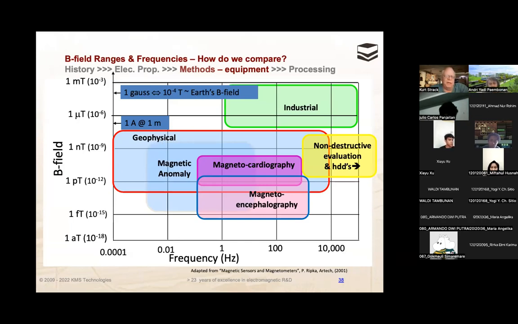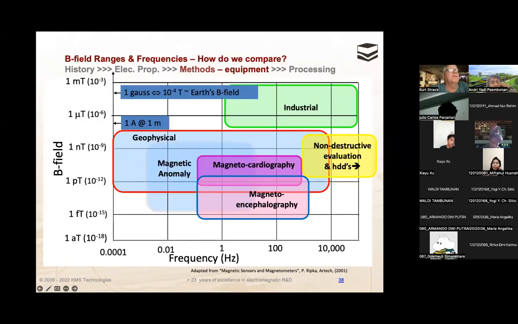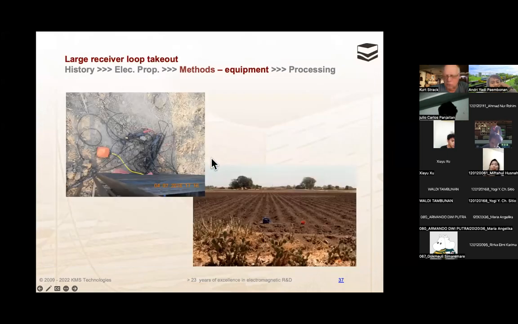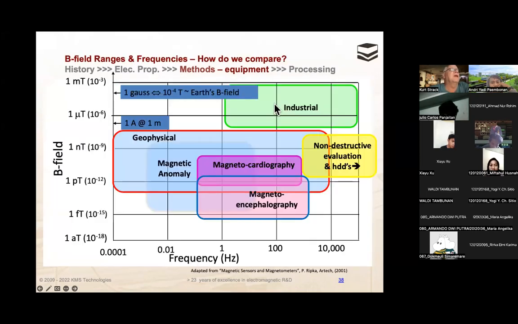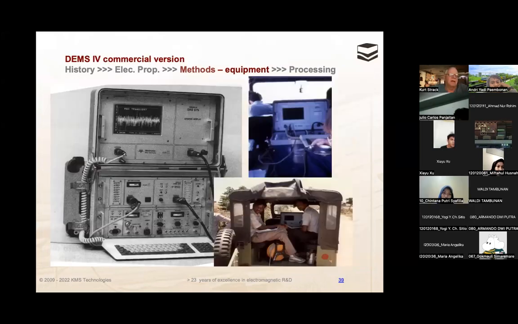How do we fit in the bigger picture in terms of frequency? We have 10 kilohertz, 1 hertz, and 10 to the minus 4. Geophysical measurements go all the way from 10 to the minus 4 to 10 kilohertz. Magnetocardiography covers a smaller range, and then you have industrial applications. Most industrial applications cover a range, like for cars and things like that.